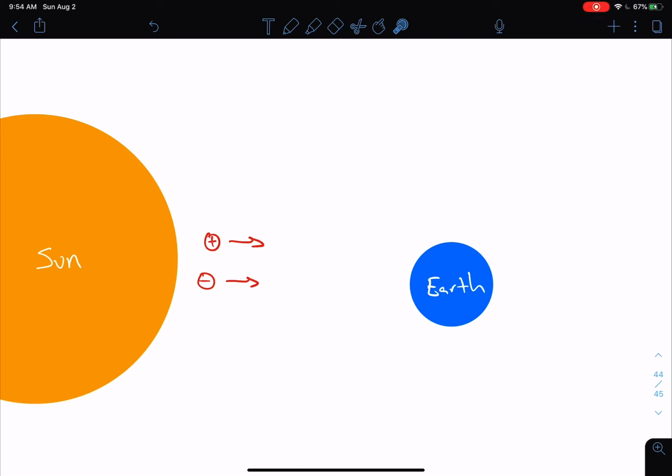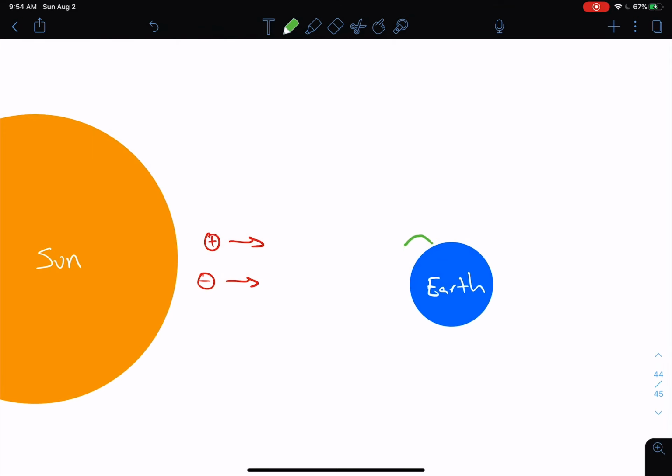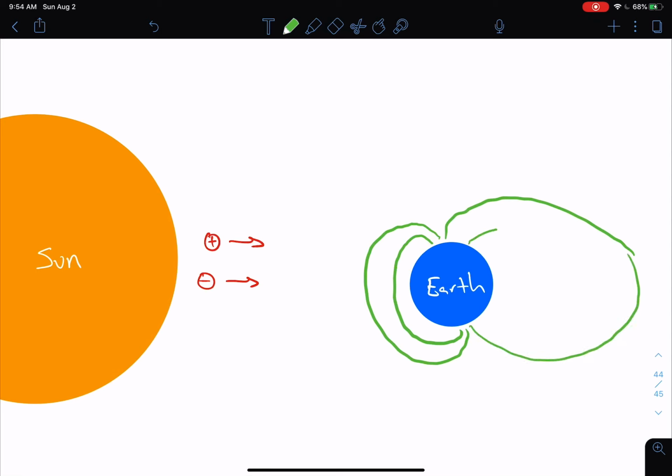But, as I said, the solar wind's constantly bombarding Earth. So how is it that we are not exposed? How are we protected? And it's because of Earth's magnetic field. Earth has a magnetic field, okay? And it stretches out of the poles, the magnetic north and magnetic south poles of Earth.